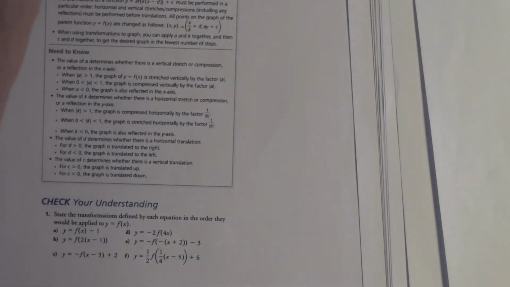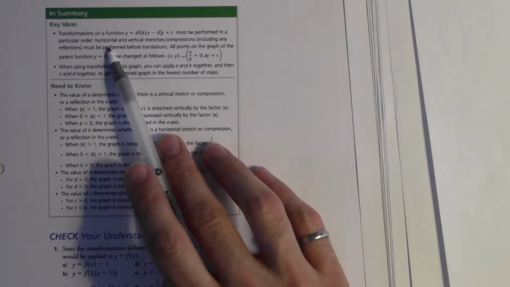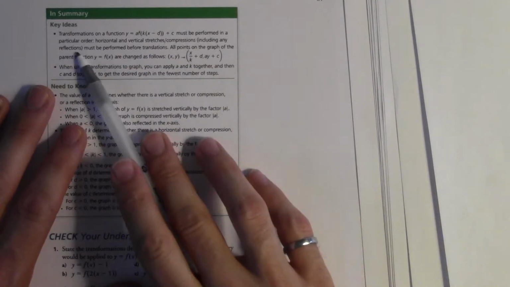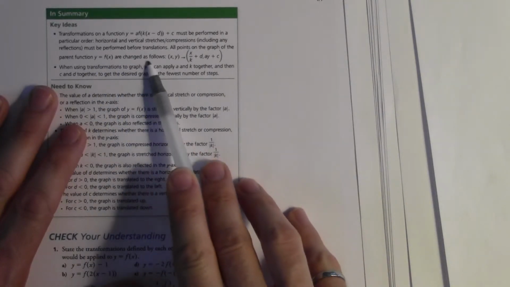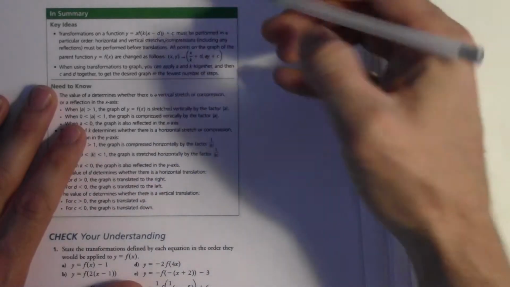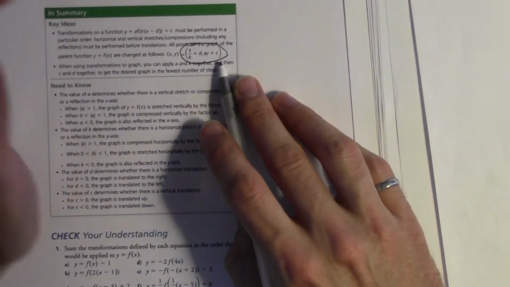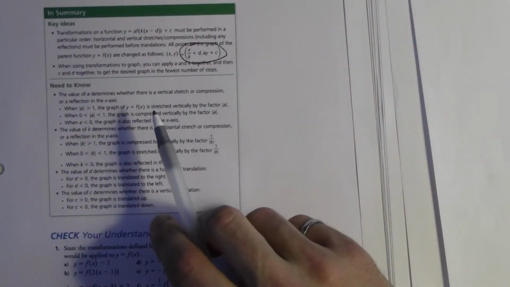All right? So finally, in summary, transformations on a function must be performed in a particular order. So here it is. Horizontal and vertical stretches and compressions first, including any reflections, must be performed before translations. All points on the graph of the parent function y equals f of x are changed as follows. So here's that equation I was attempting to use. Again, the reason it didn't work in the last example was simply because I used a point that they had already transformed. They already applied the stretch to it. Okay, that's why it wasn't working.